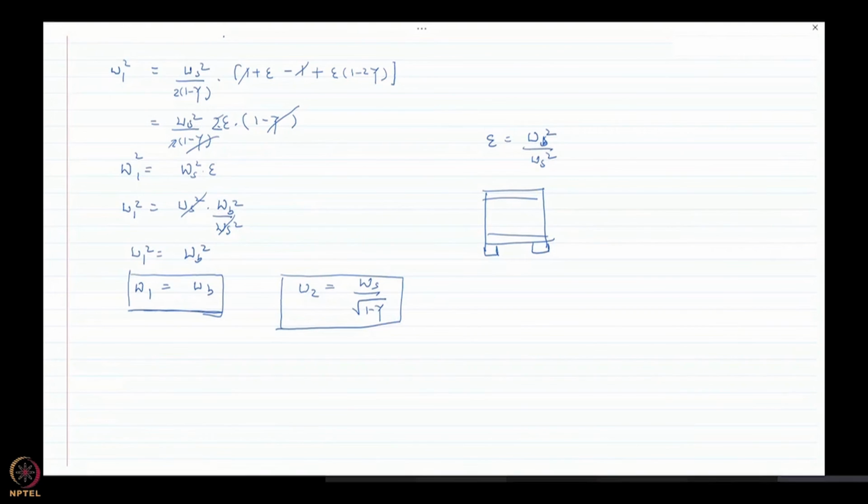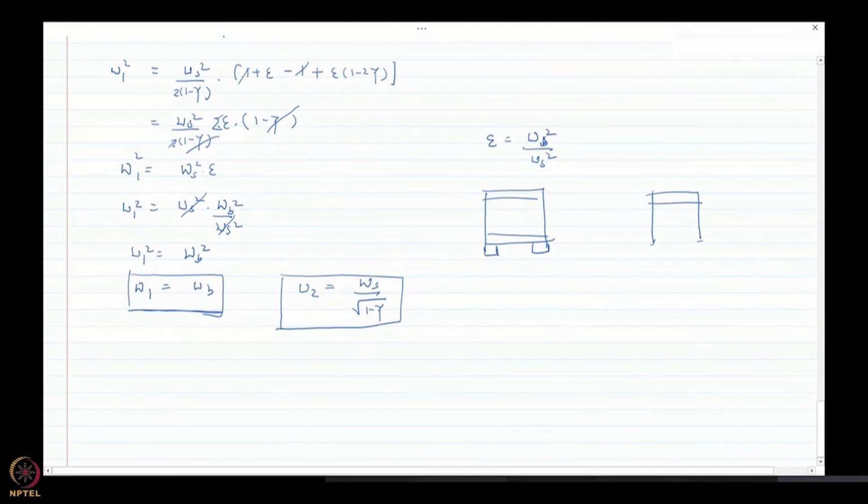Okay, now is this an important conclusion or not? That even when you solve a 2 degree of freedom representation, your first mode comes out to be equal to the base isolated mode, and the second mode is the deformation in the superstructure, because omega s is what? It is the frequency of the fixed base superstructure.